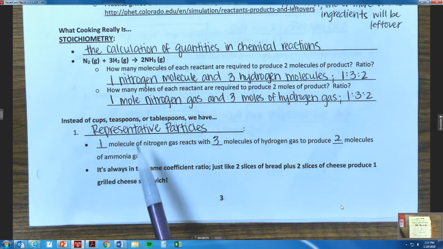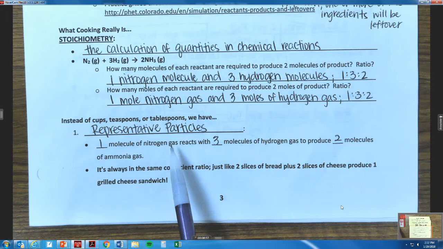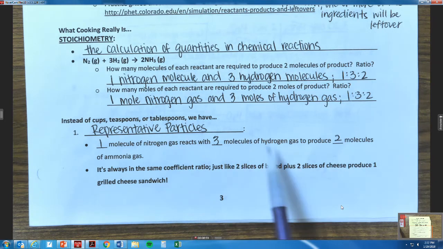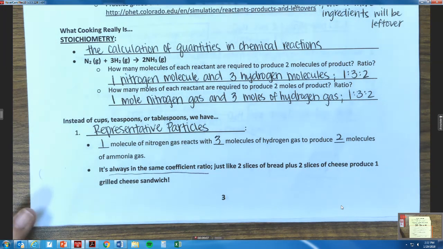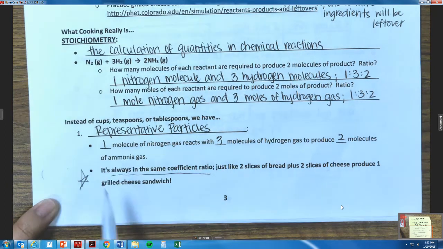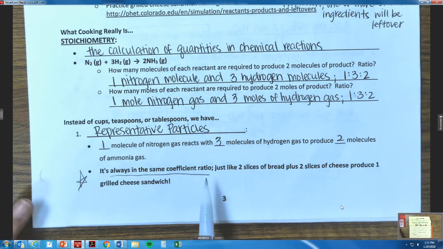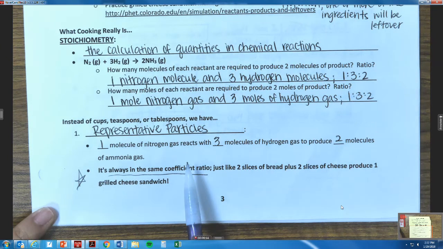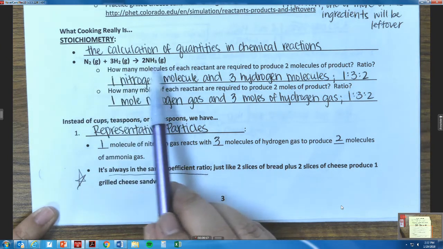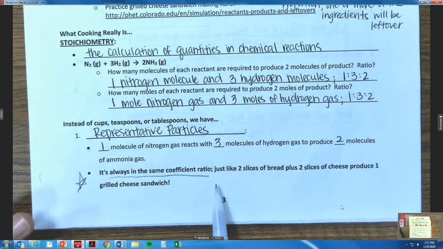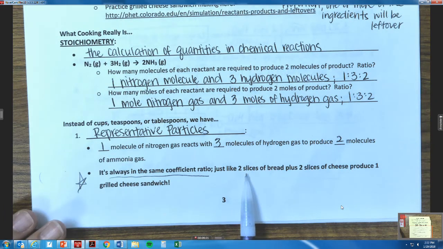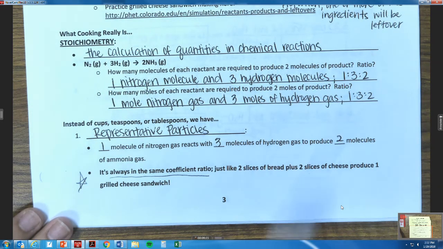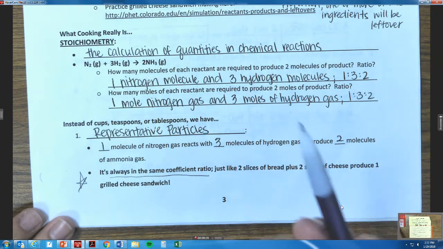We would have one molecule of nitrogen gas reacting with 3 molecules of hydrogen gas to produce 2 molecules of ammonia. It is always the same coefficient ratio. This is important. It's always going to be the same coefficient ratio as your chemical equation. Just like how we use the same ratio for 2 slices of bread, 2 slices of cheese equals 1 grilled cheese sandwich, it's going to follow the same thing chemically.